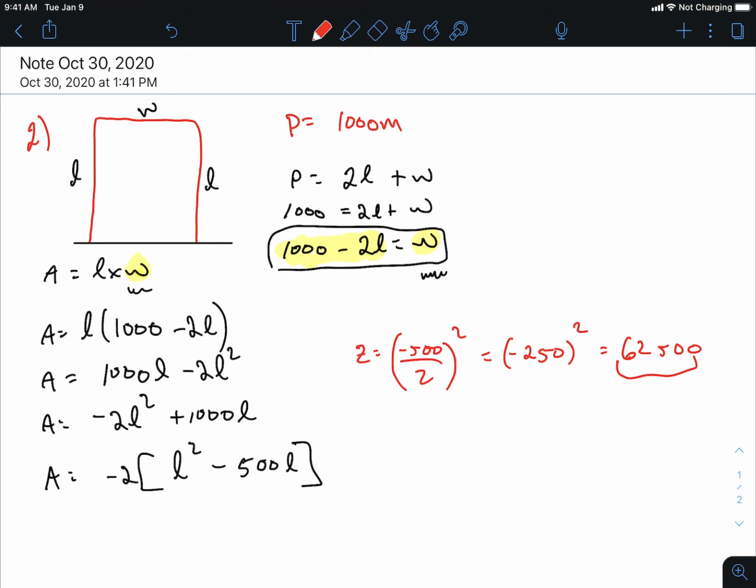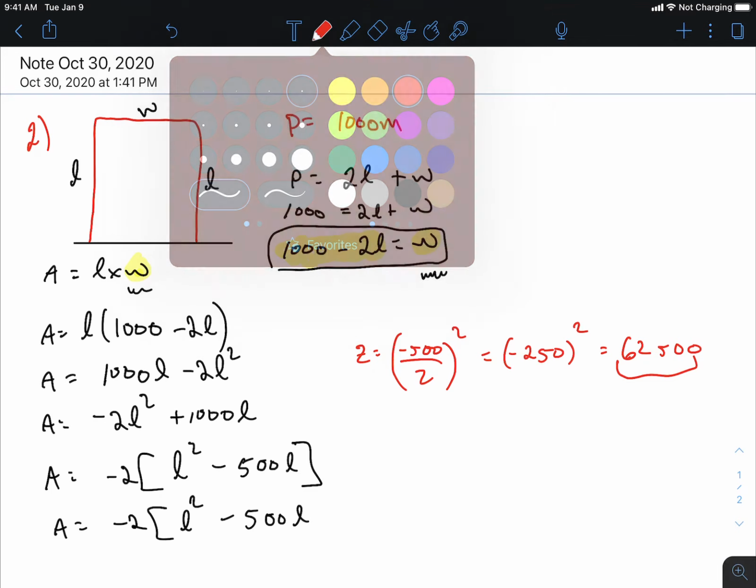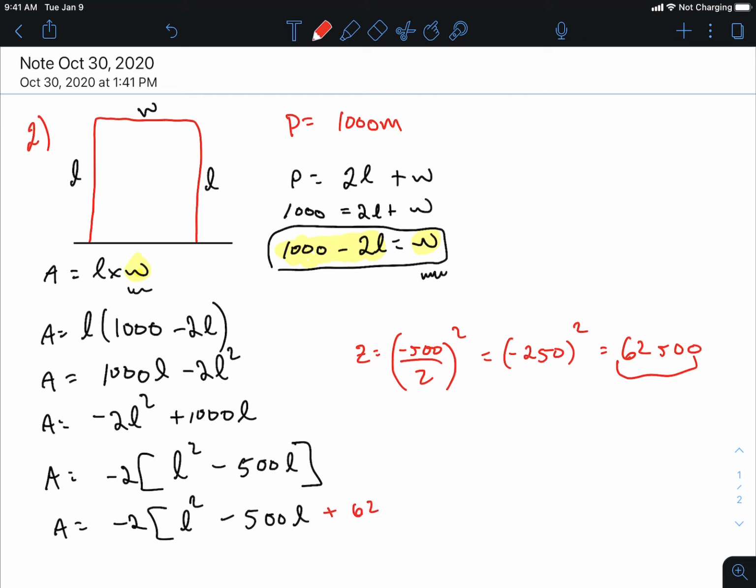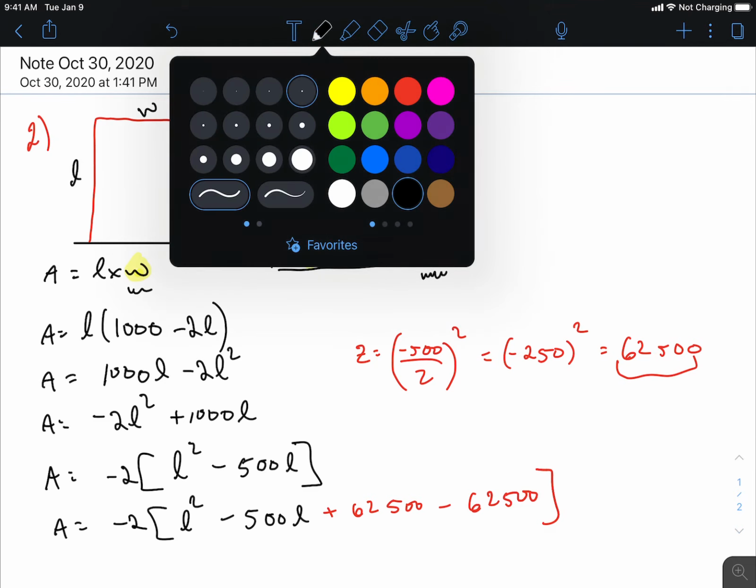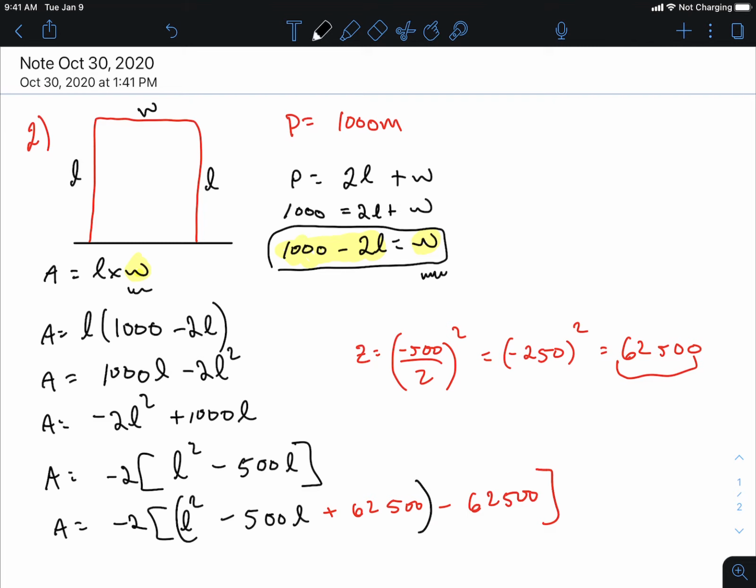What do I do with this little number? I'm going to add and subtract it to the inside of the square brackets. So A equals -2 square bracket, L squared minus 500L plus 62,500 minus 62,500. First three create a what? Perfect square trinomial.